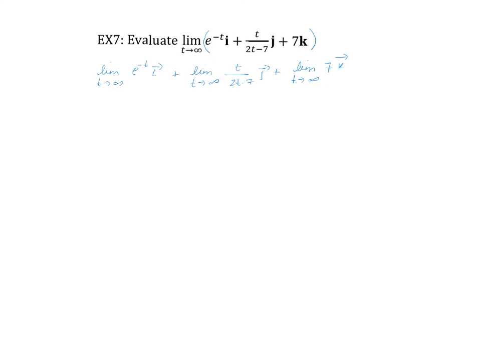If we look at this first limit, as t goes to infinity, remember this is the same as 1 over e to the t. So this is the limit as t goes to infinity of 1 over e to the t. As t goes to infinity, the denominator keeps growing and growing, so this fraction is going to be approaching 0. So this is simply 0i plus.